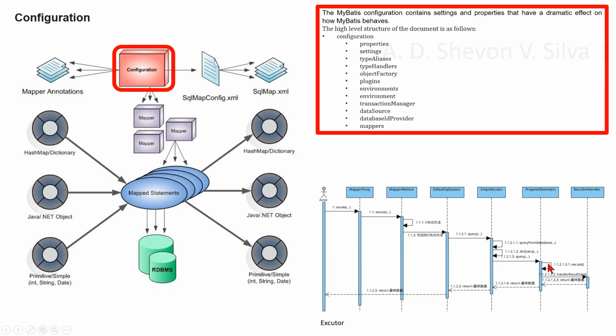Prepared statement is connected to itself via execute, and is connected to result set handler via the handle result set method, and it returns to prepared statement. The result set handler then returns to the prepared statement. It's returned to the simple executor, then to the default session, and then to the actor.